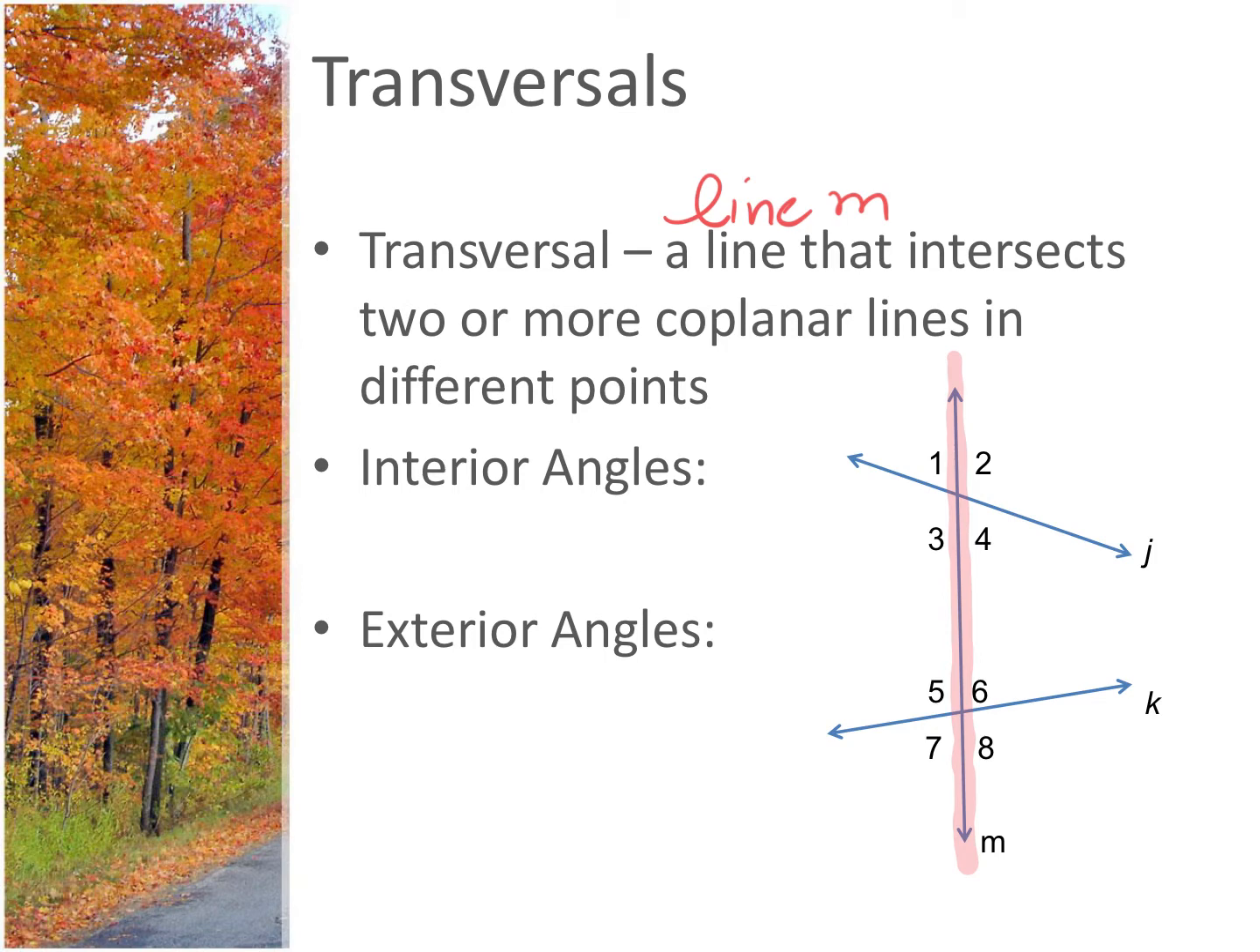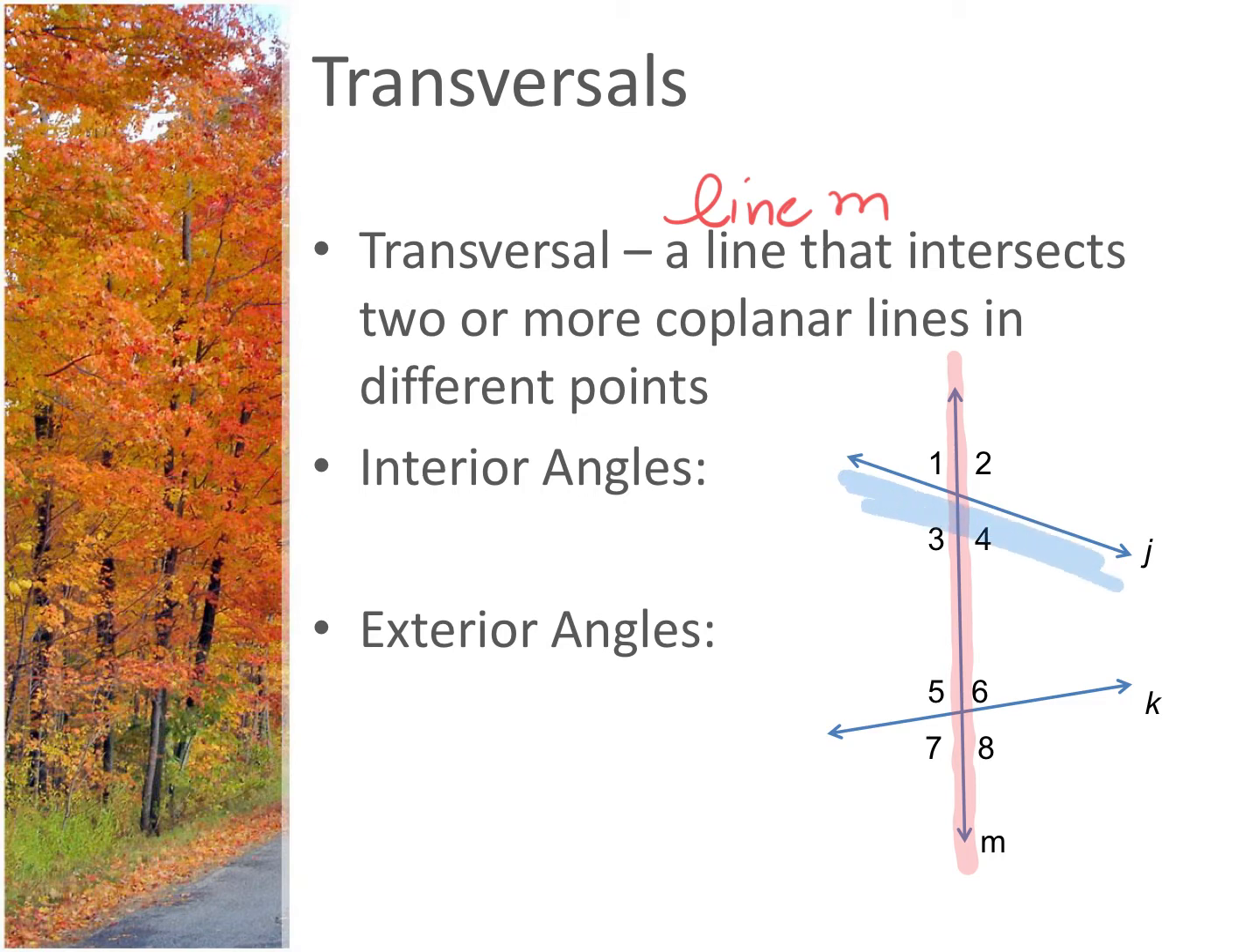When this transversal intersects two other coplanar lines, it creates 8 angles. And these 8 angles are going to have special names. But right now on this slide, we're just going to identify which of the 8 angles are interior angles and which ones are exterior. So when we refer to interior angles, I'm talking about angles that are in between the two coplanar lines.